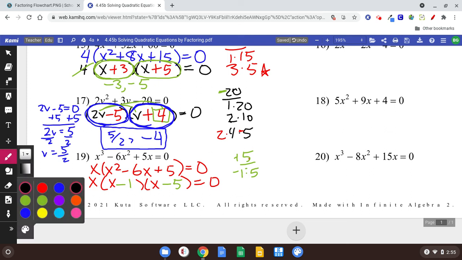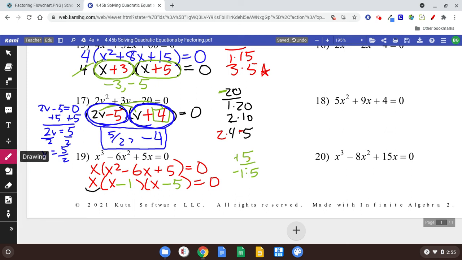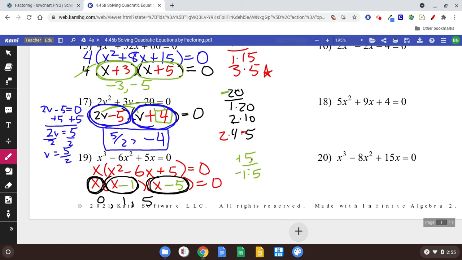That's factored. You can see 3 factors or 3 things being multiplied together. Since there are 3 variable terms, we have to find 3 zeros. So we look at what makes this 0, and don't think too hard, it's just 0. We look at what makes this 0, and that's 1. And what makes this 0 is 5. So we've got 3 answers this time, 0, 1, and 5.